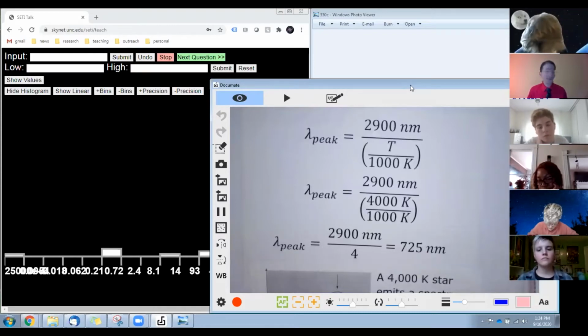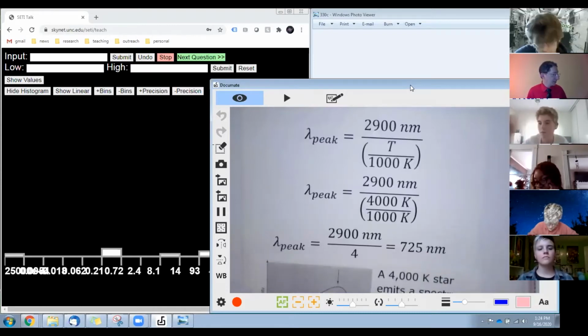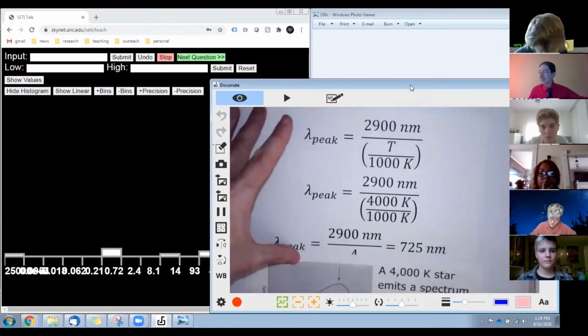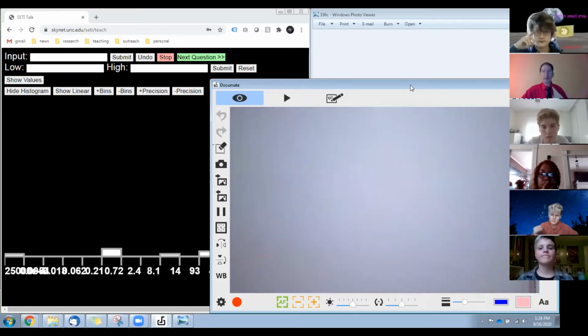So good. That's Wien's law, and you all seem pretty adept at using it. So now this question, and there's a question like this on the homework as well. I'll reset the board here.